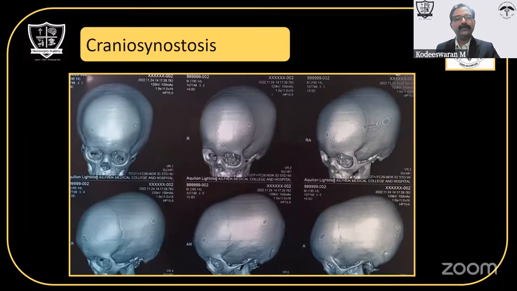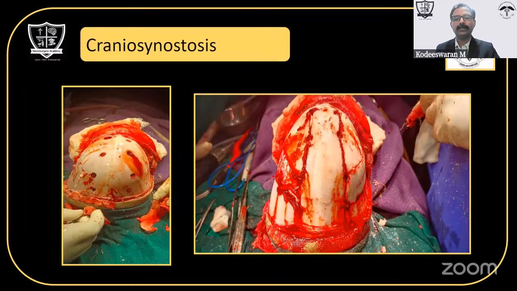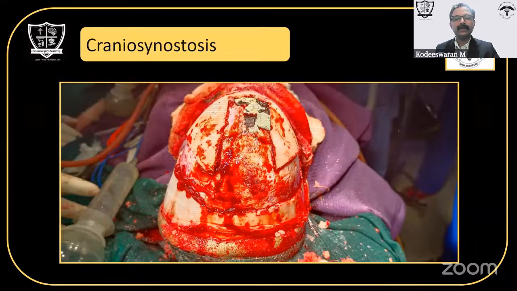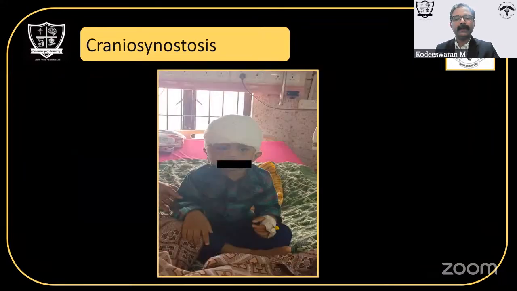This is another area, craniosynostosis. This patient had premature closure of sutures. So we did strip craniectomy of the coronal suture and sagittal suture. This is after the strip craniectomy. This is a child after completion of the procedure.